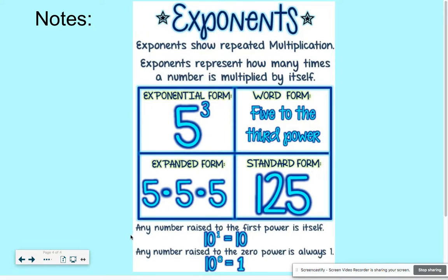A couple key things to keep in mind. Any number raised to the power of 1 is itself. Any number raised to the power of 0 is always 1. So again, this is a great time to take some notes in your notebook and pause the video so you have extra time. Keep practicing solving those exponents.